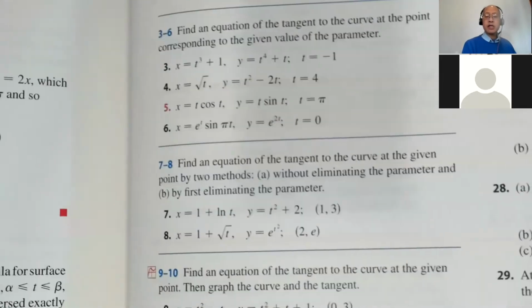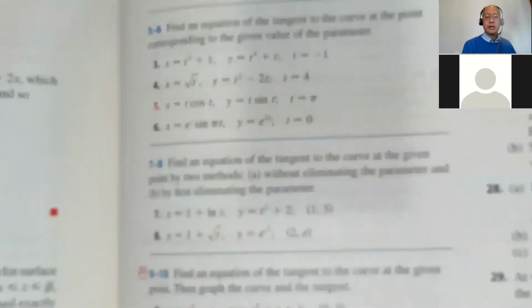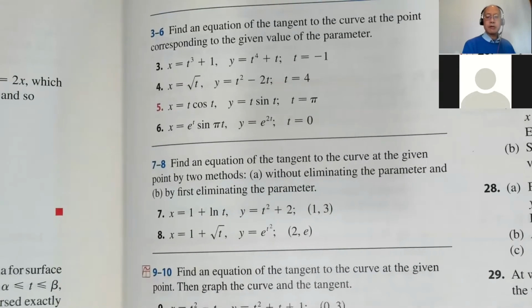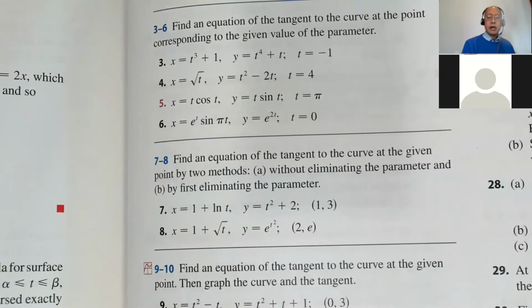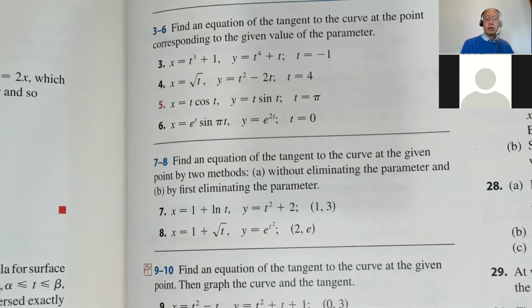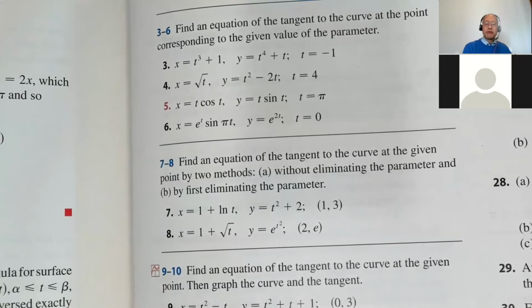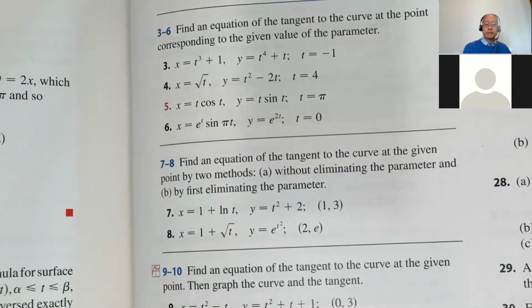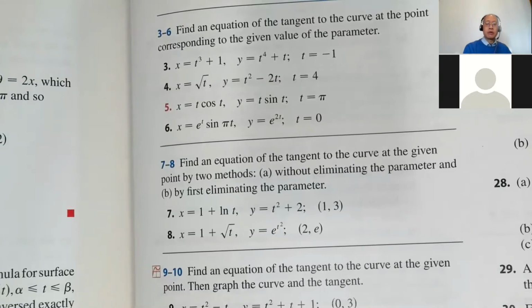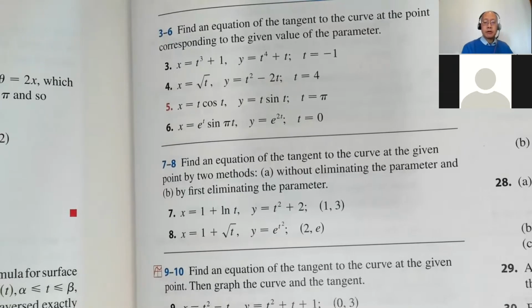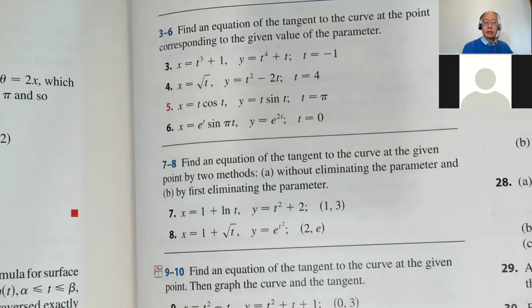Number 7: find the equation of the tangent to the curve by 2 methods. A, without eliminating the parameter, in other words, don't get rid of the t. And B, first eliminating the parameter, so get rid of the t. If you get rid of the t, it becomes a Calc 1 problem for finding the equation of the tangent to the curve. So for part A, don't eliminate the parameter; do it by this new technique.